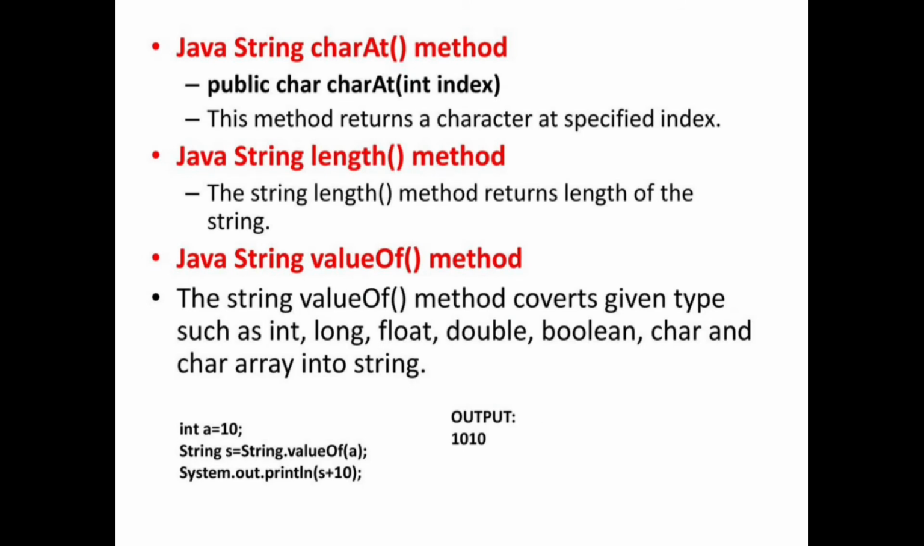Java string charAt method. Public char charAt, inside write int index. This method returns the character at the specified index, and it gives the nth character, whatever we specified. And Java string length method. The Java string length method returns the length of the string. And Java string valueOf method. The string valueOf method converts given types such as int, long, float, double, boolean, character and char array into a string. For example, as shown in the slide.